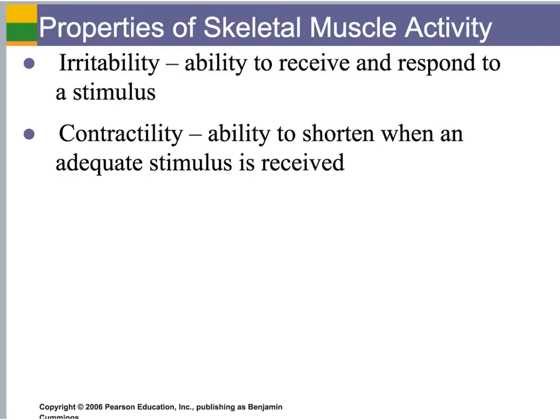Basically, you'll need to know that skeletal muscles are both irritable and able to be contracted. That's what irritability and contractility mean. They're able to receive and respond to a stimulus, and they're also able to shorten when that stimulus is adequate. We'll talk about that here in a little bit.